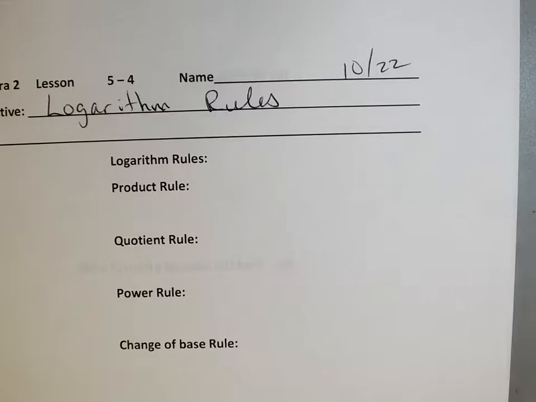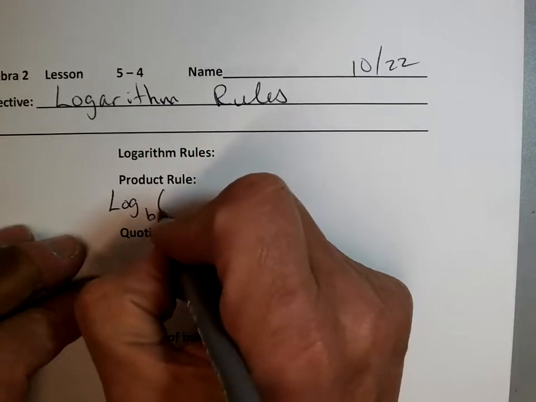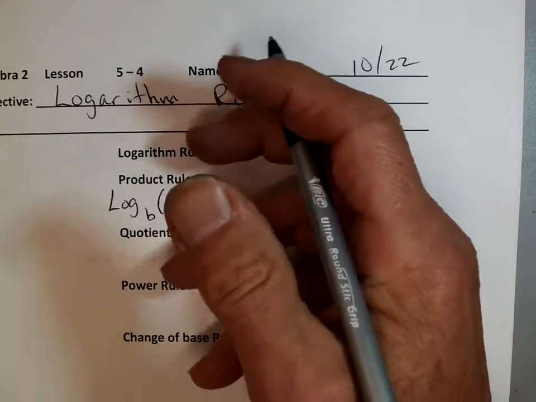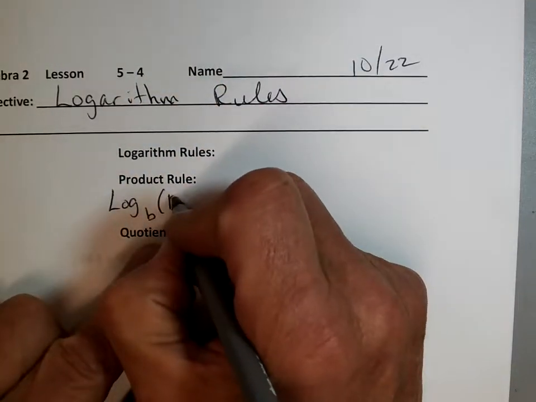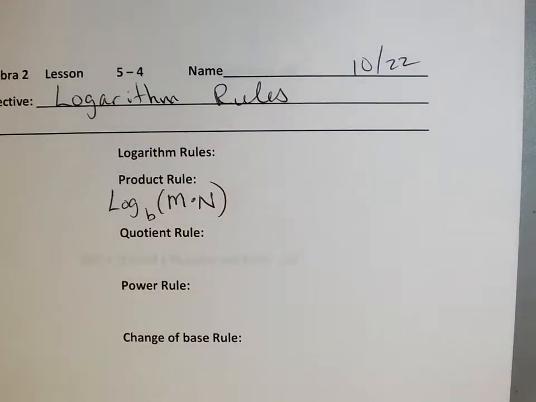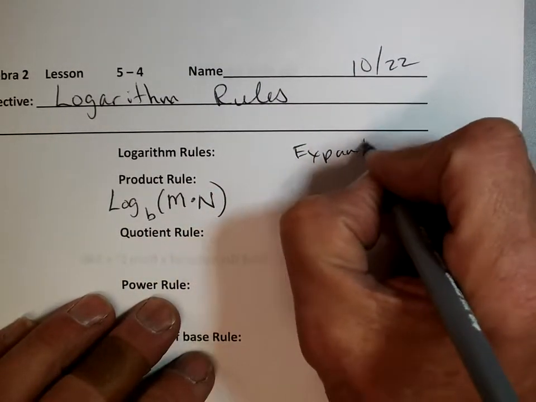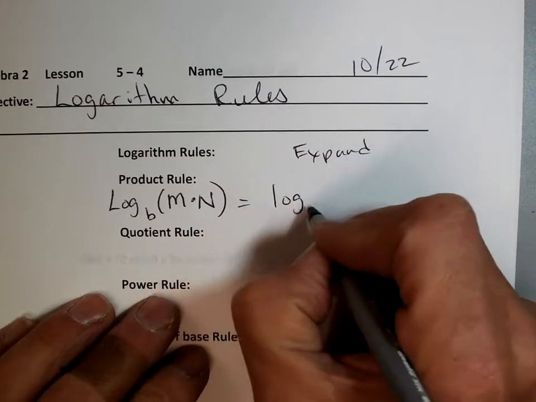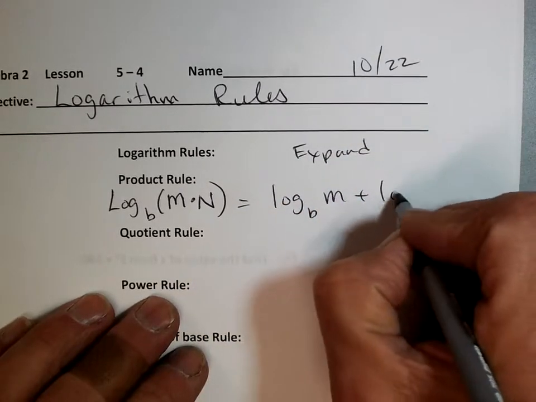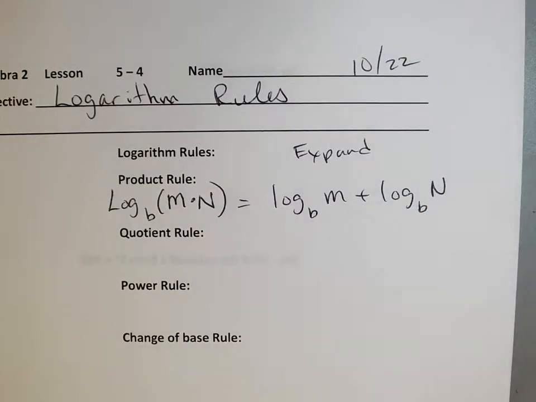Let's go back through these. So we did these in our book, right? So we know if we have log base b of any two things, whatever they are, they like to call them m times n, okay? It could be anything, right? That's why they use m and n. It could be any base. And we can expand this. So if we expand it, it becomes log base b of m plus log base b of n. That's it. And we saw that in our journal, right?